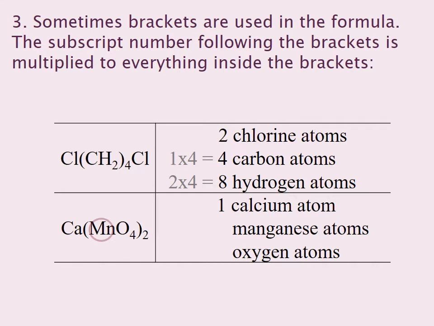I also have 1 manganese, but it is inside of brackets, so I will have to multiply it by 2, giving me a total of 2 manganese atoms. I have 4 oxygens, also inside of brackets, so I will have to multiply that by 2, giving me a total of 8 oxygen atoms.